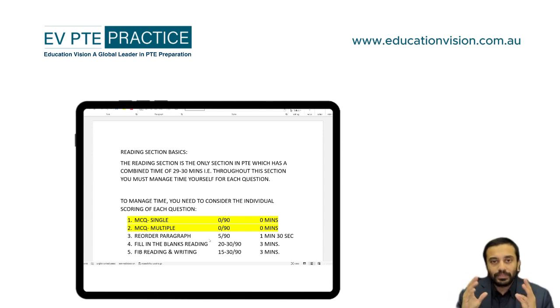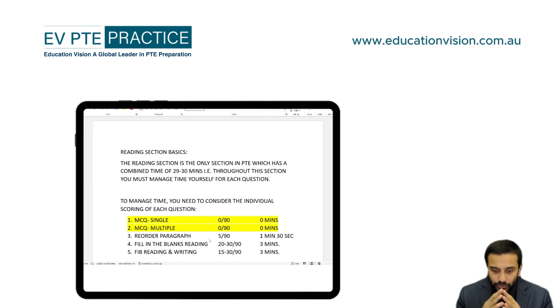In the reading section, we have a combined time throughout the section of 29 to 30 minutes, which means that we have to manage the time ourselves. There would be no individual timer as there is in the writing or the speaking section, where for every question after a certain time, the computer prompts you with a message to please click next to move on to the next. So we have to very sensibly allocate time to our questions in the reading section.